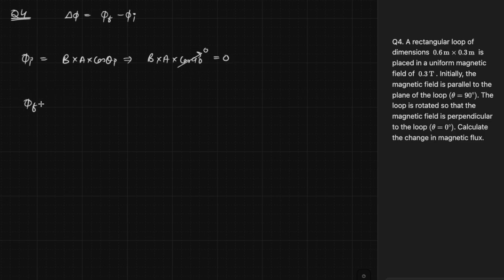Let's do what will happen finally, B into A into cos theta. What is the final angle? Here the magnetic field is given, 0.3, and the area we need to calculate.